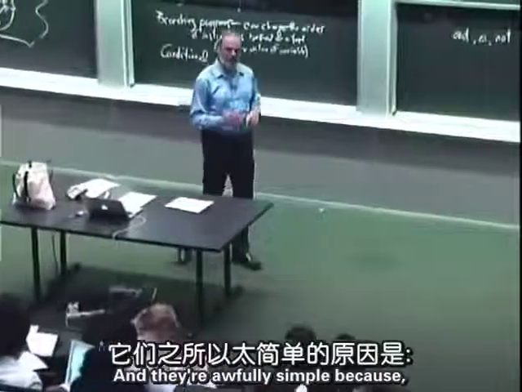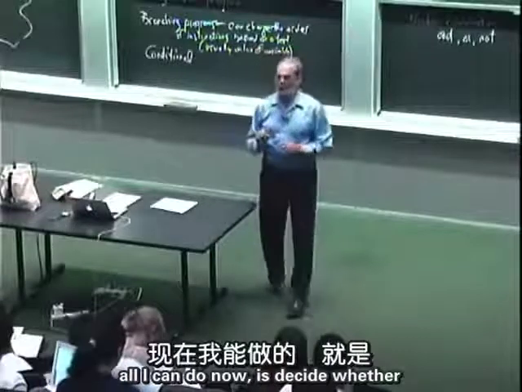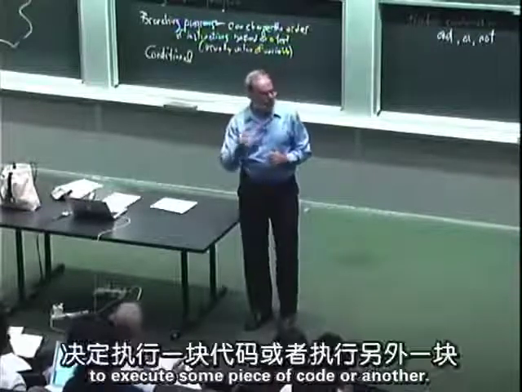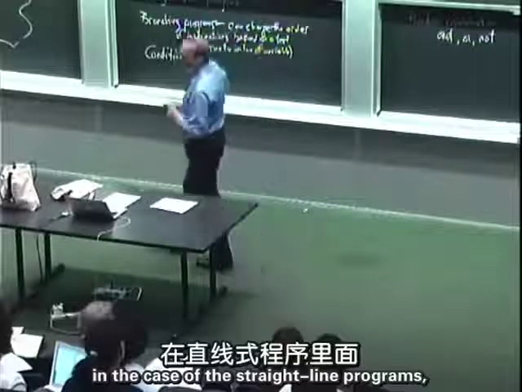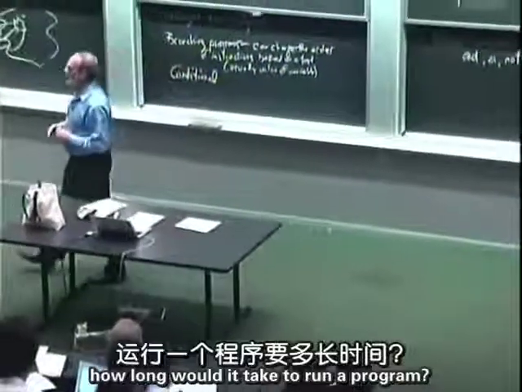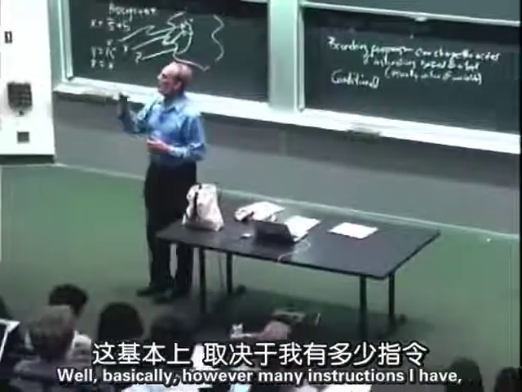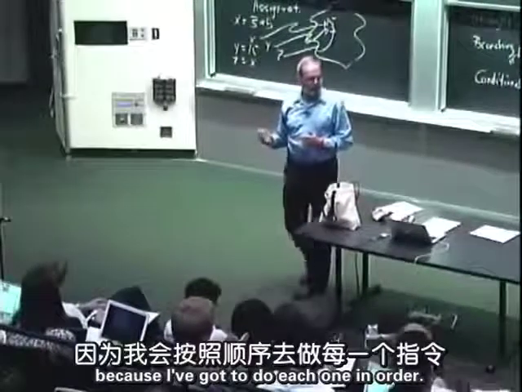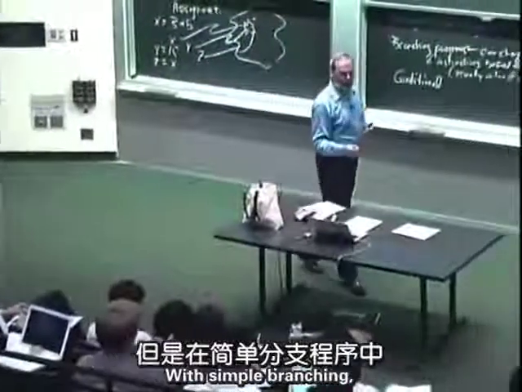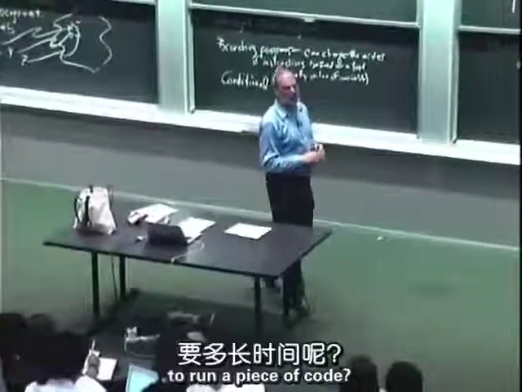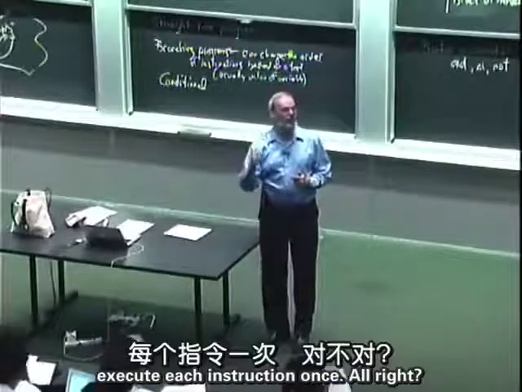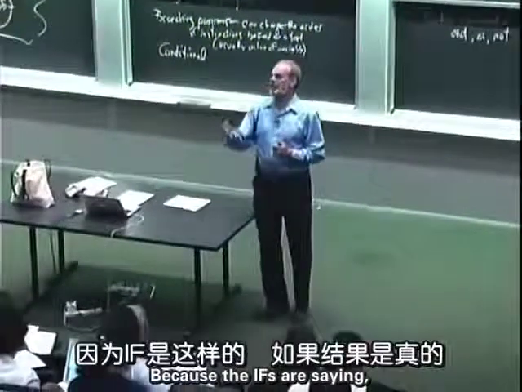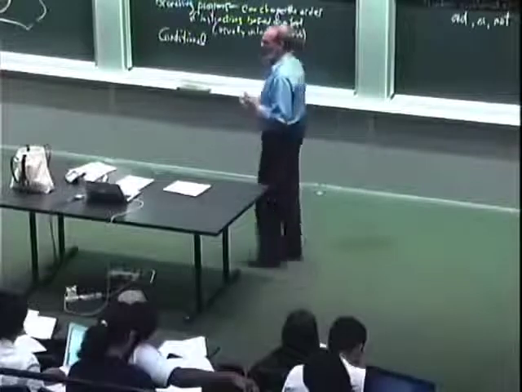Okay? And they're awfully simple because all I can do now is decide whether to execute some piece of code or another. Said a different way, in the case of the straight line programs, how long would it take to run a program? Well, basically, however many instructions I have, because I've got to do each one in order. With simple branching, how long is it going to take to run a piece of code? Well, at most, I'm going to execute each instruction once, right? Because the ifs are saying, if it's true, do this, otherwise skip by it.